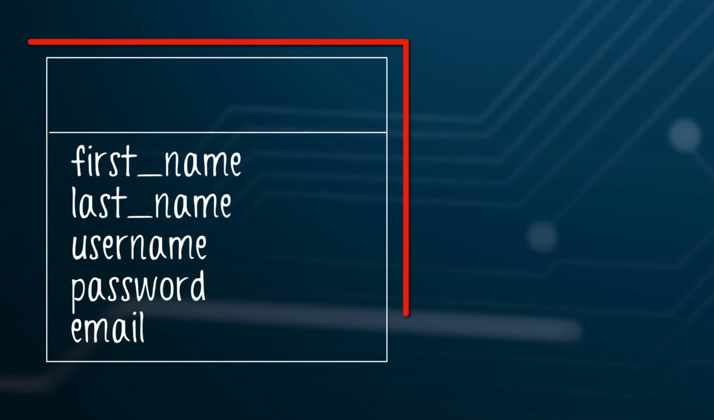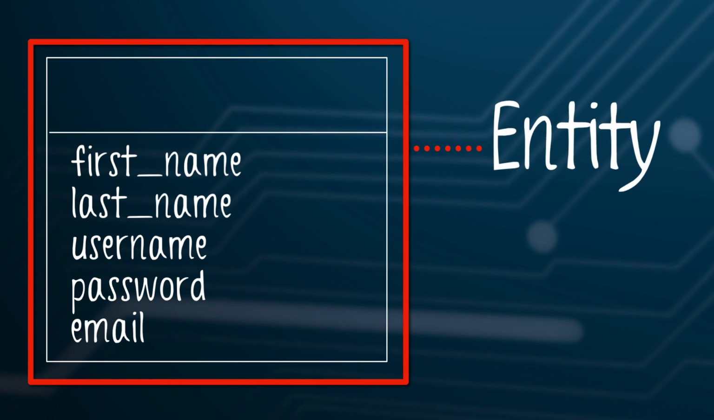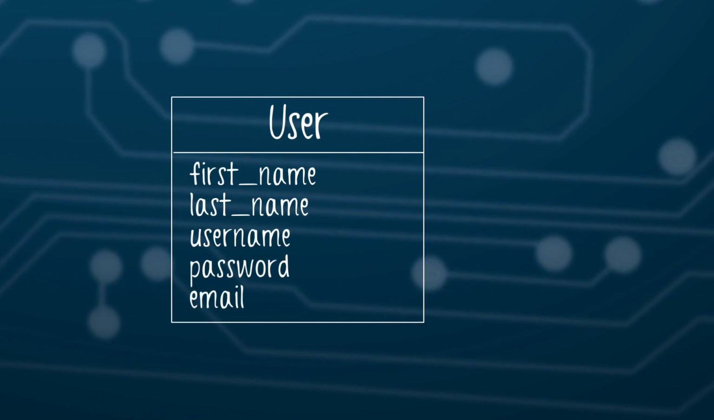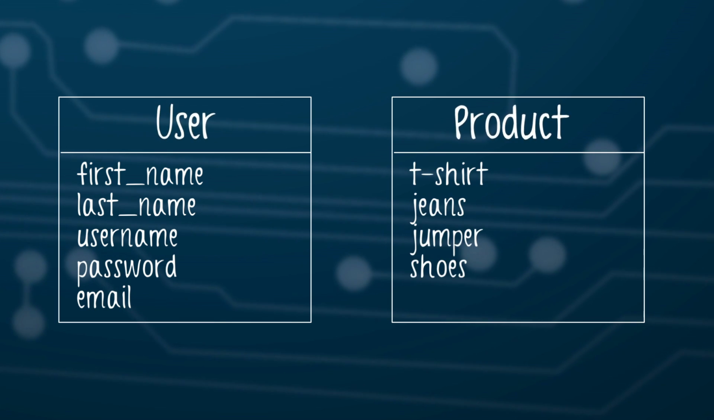Attributes together make an entity. You can think of an entity as a category for storing all of the data about a thing in the system. Let's call our entity user. Sometimes you might have multiple entities. For example, if this website is a shopping app, we might add another entity called product later on to store the details of products the store sells.